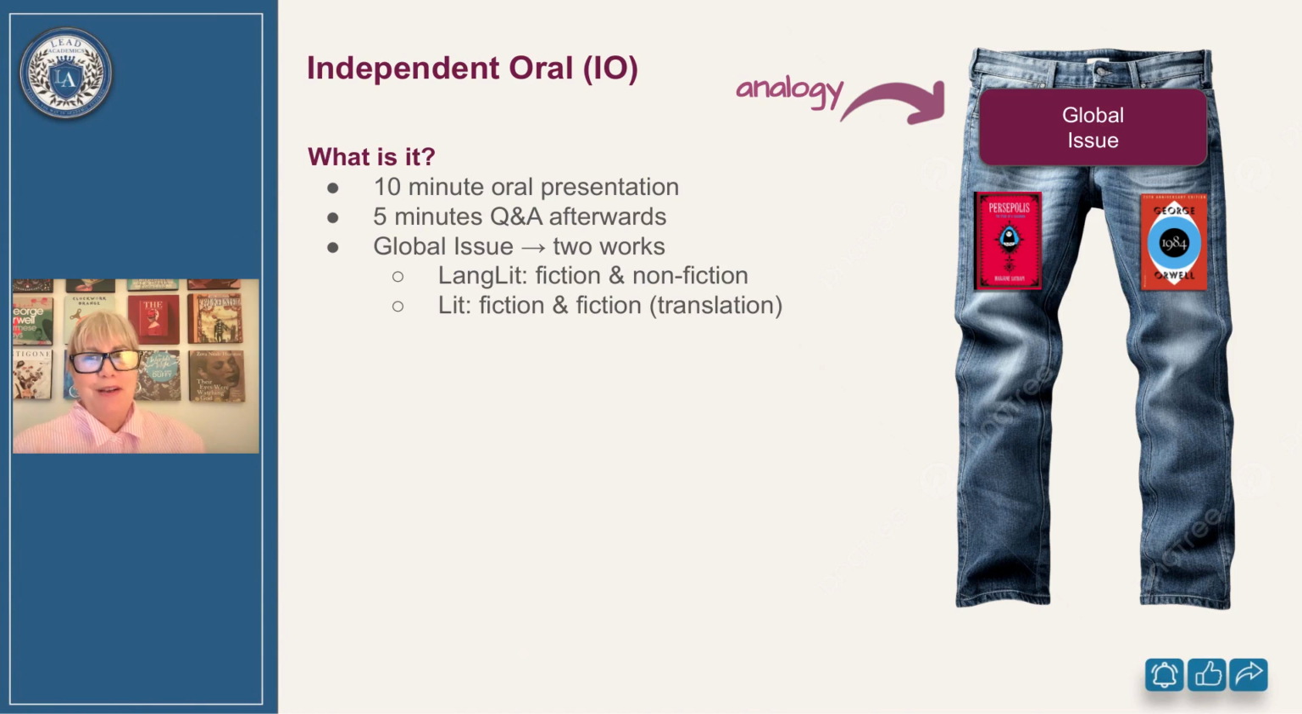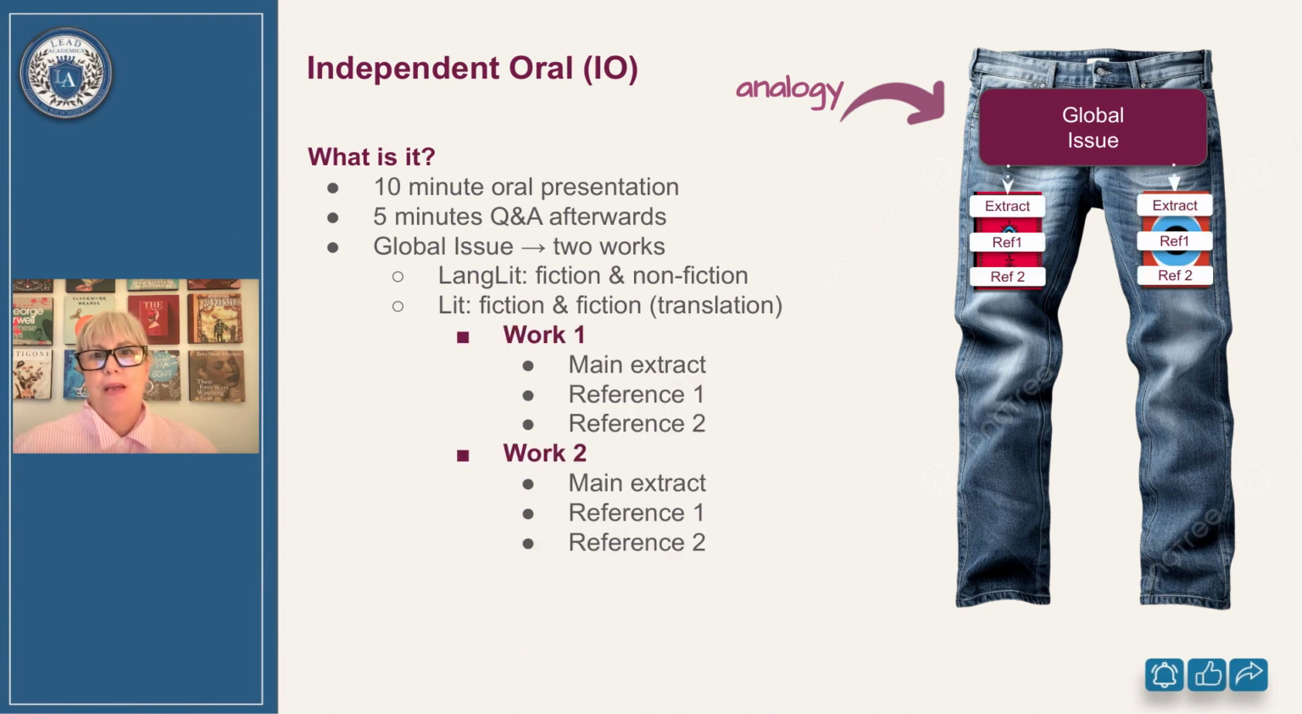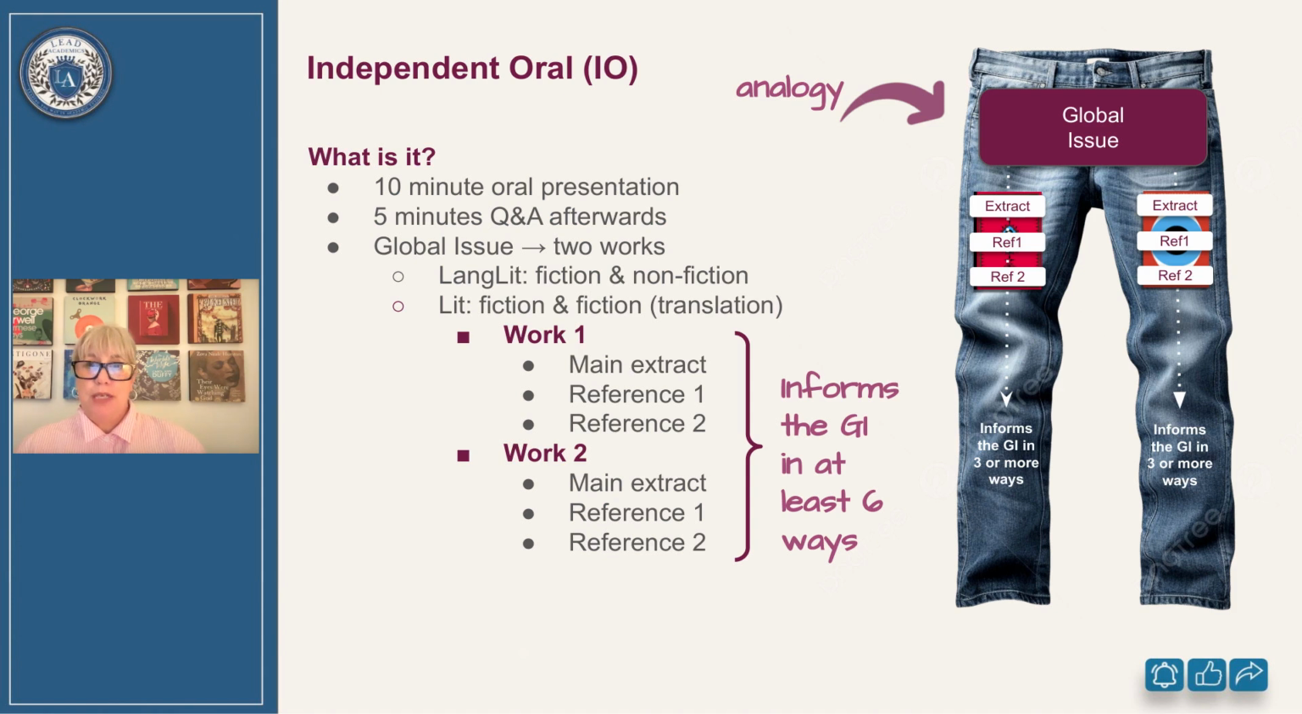I use this analogy of a pair of jeans with my students. The same global issue is run through each work separately, not compared. It runs through 3 parts of the work, the main extract, and 2 references within that work. Each part informs the global issue in a unique way, so that by the end of the presentation, the student will have informed the global issue in at least 6 ways.